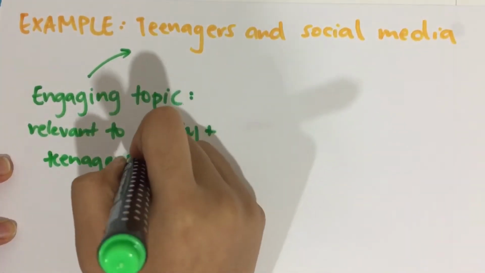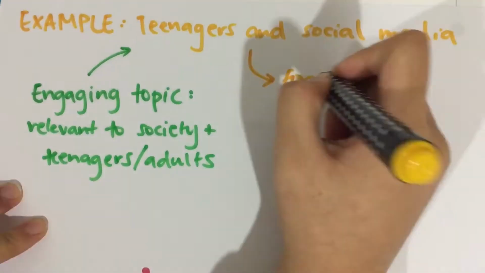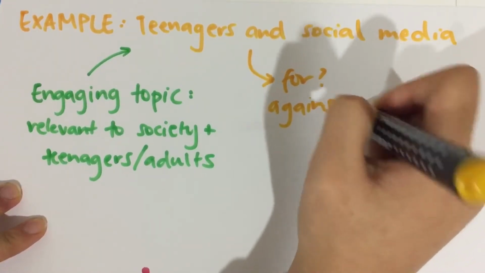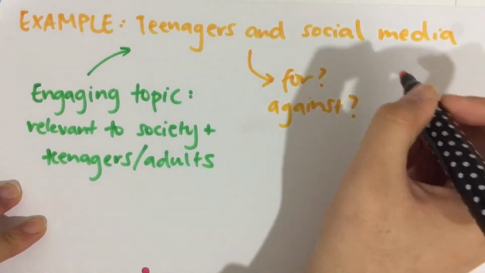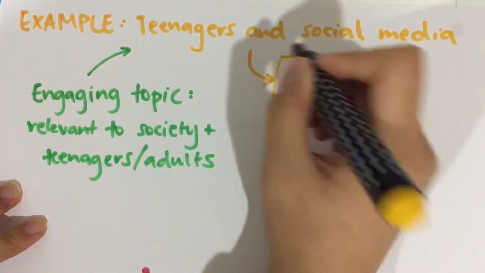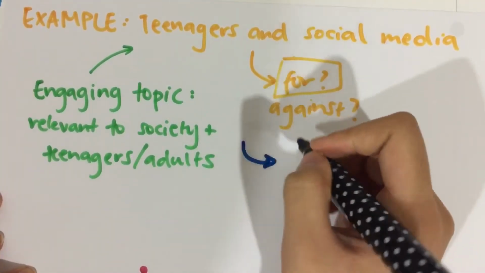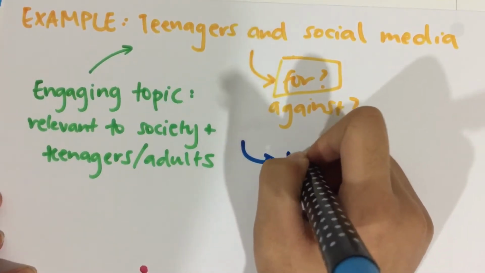The next thing to do is choose your position. So in this essay, I am deciding whether I am for or against teenagers and their use of social media. I've made my clear stance through research and I've decided that I am for teenagers using social media.